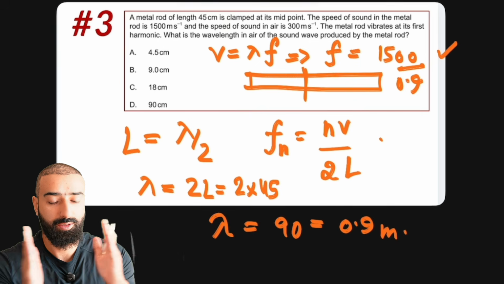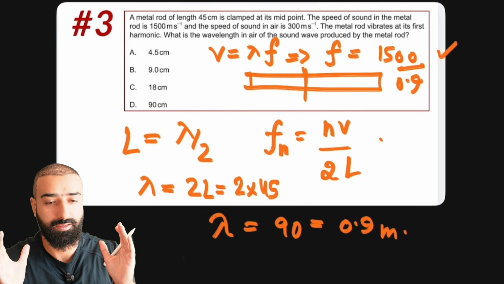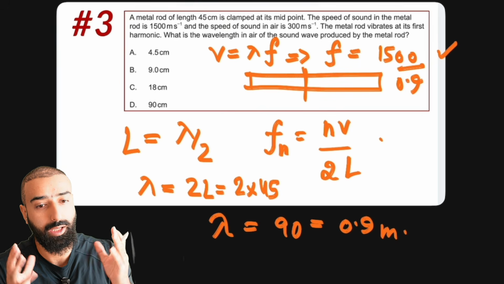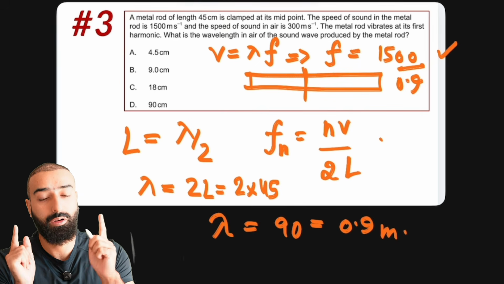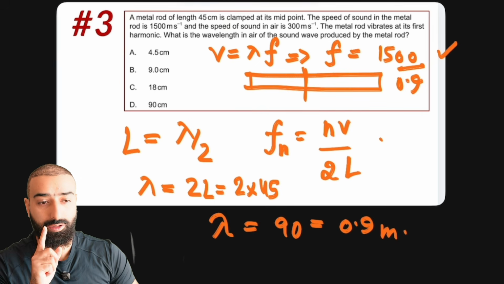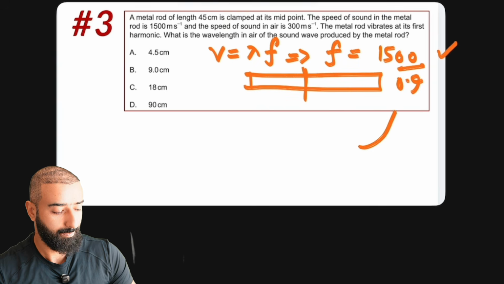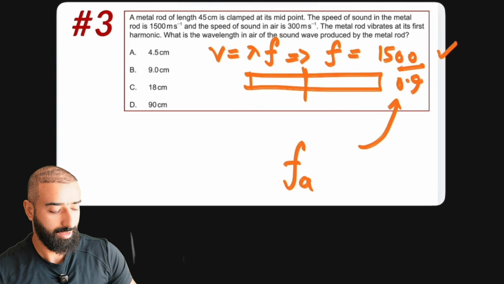Now this rod is vibrating back and forth. Those vibrations push the air surrounding it and create a sound wave in the air. The frequency of the sound is the same as the frequency of the source, which is the rod. So the frequency of sound in air is this. This is the frequency in air.